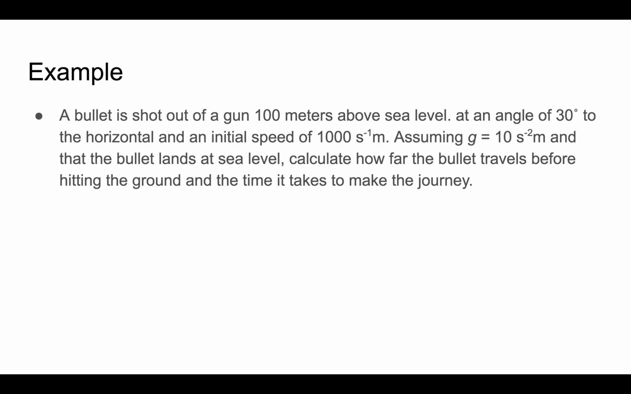So notice that the bullet is not starting at the ground, it's starting, say on a cliff or something, or just, we're holding this gun up very high. So what happens is it'll land lower than when it started, and so we're going to have to change our initial y0 value.